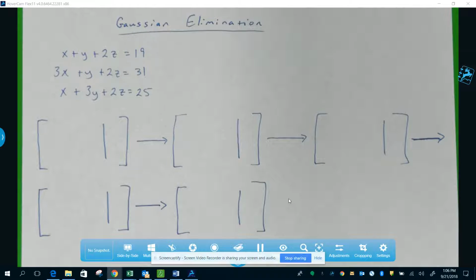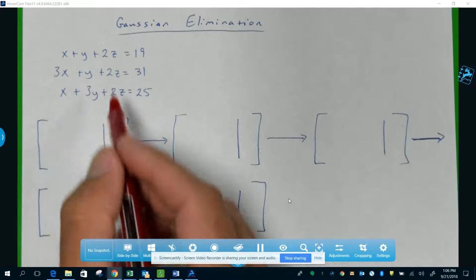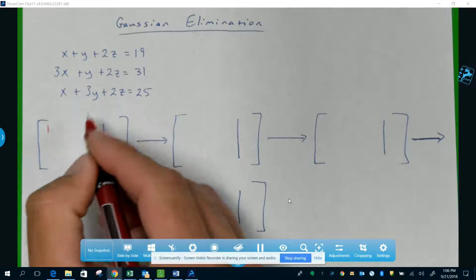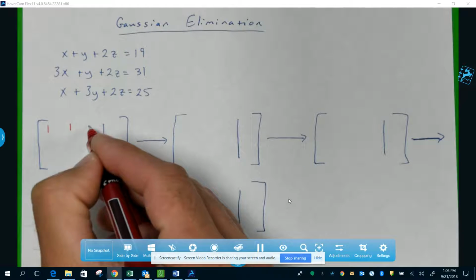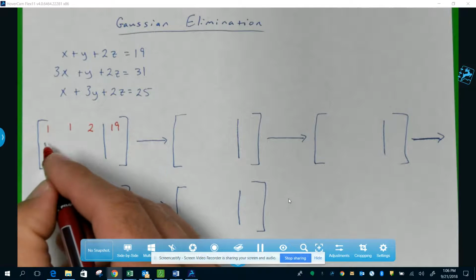Okay, I'm going to do another Gaussian elimination example problem for you guys, just in case you need to see another one. So my top row for my equation, using the coefficients: 1 for the x value, 1 for the y value, 2 for the z, and 19 for the constant on the right side of the equal.